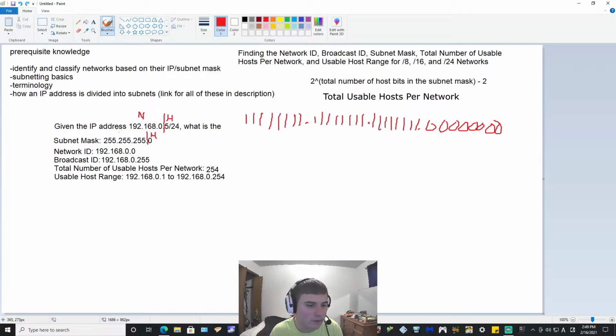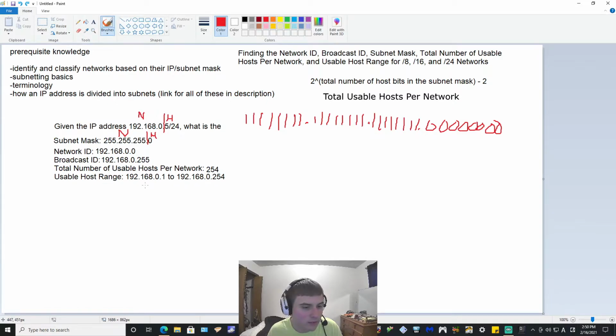And then here I just wanted to write this out so you can see it too. You write out those host bits in your mind, and then you just take 2 to the power of those host bits, subtract 2, and that's your total number of usable hosts. The keyword right there is usable. If we were talking about just the total number of hosts, it would be 2 to the number of total host bits without subtracting 2. But in the case of usable hosts, it is 254.